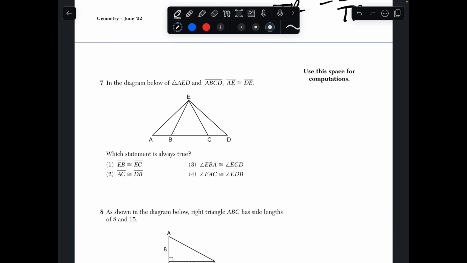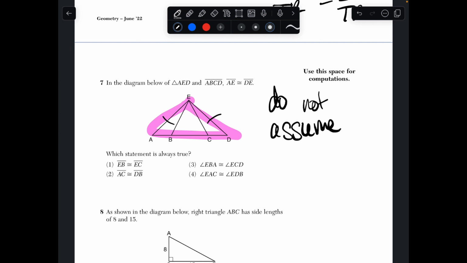Question 7. In the diagram below of triangle AED and line ABCD, AE is congruent to line DE. In this problem, we're given this big triangle with lines AE and DE. Now, a very, very crucial thing in geometry is to not assume. So do not assume anything that you might think is common sense. Because in geometry, we're trying to prove that common sense. So do not assume anything.